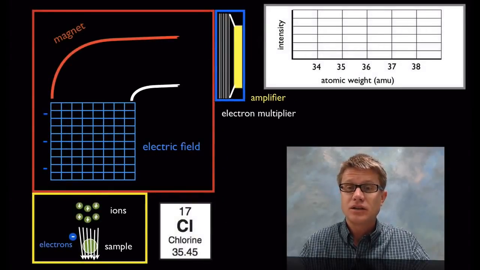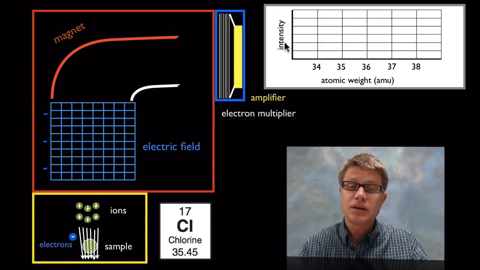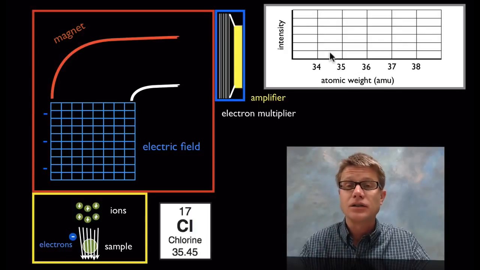Now let's actually get to some sampling. And so this is what it's going to look like when we create a spectrum. We're going to have the different weights across the bottom, and then we're going to have the intensity. And so wherever the intensity is high, we're going to have peaks. That means we have a lot of ions that are with that specific atomic weight.